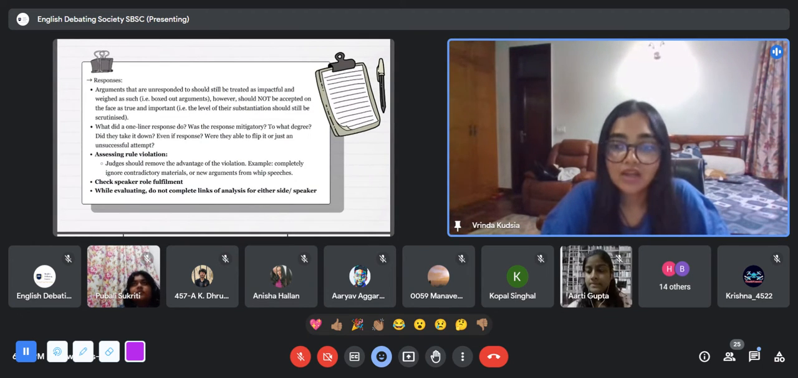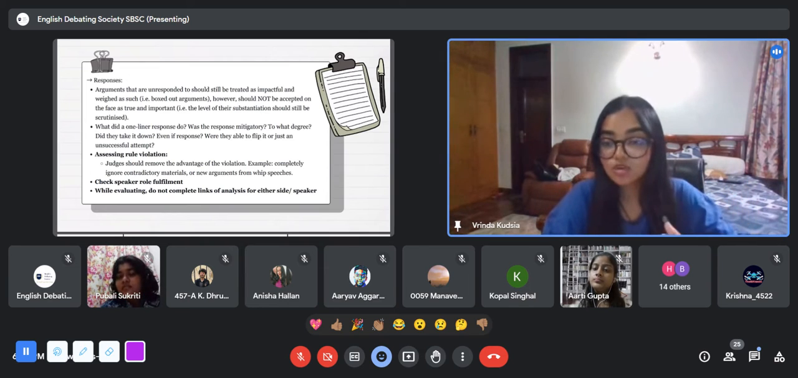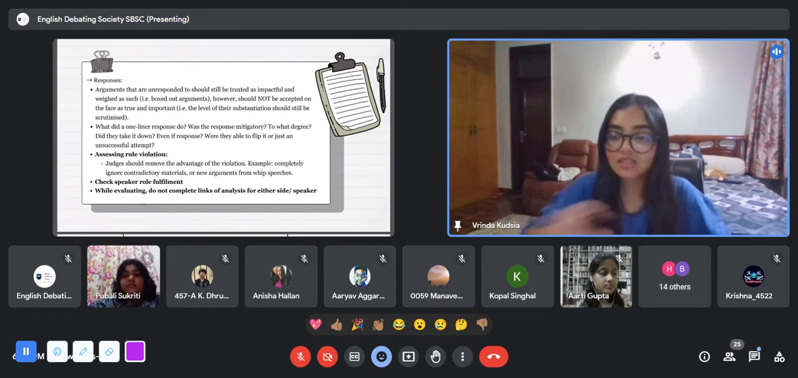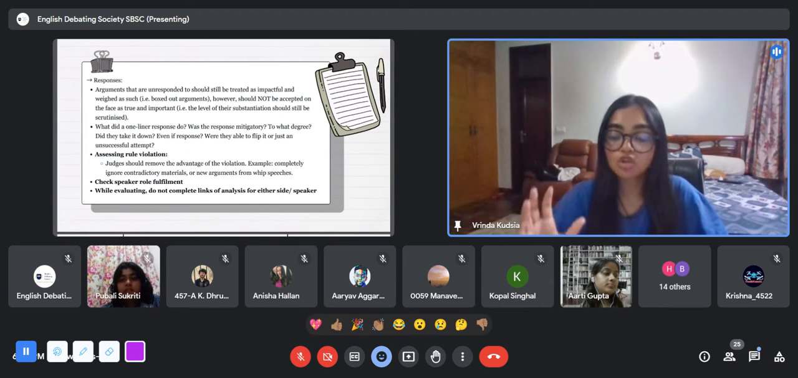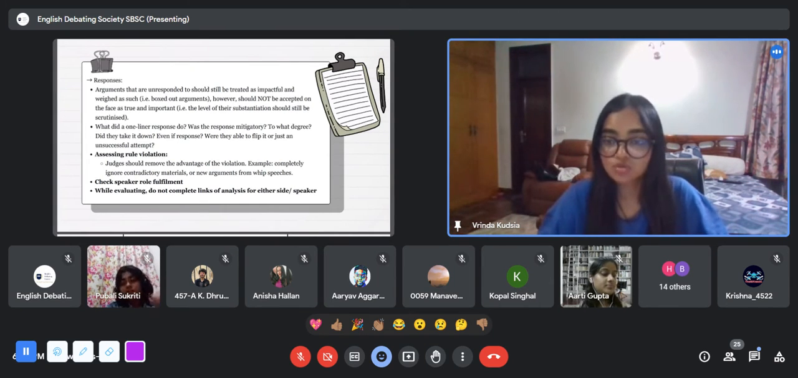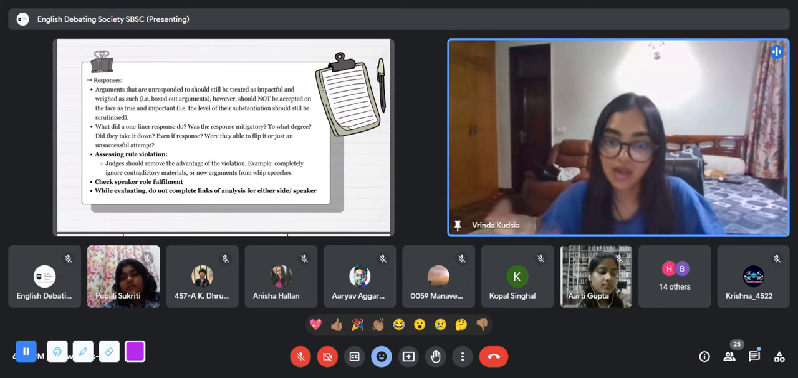Lastly, while evaluating, do not complete links of analysis for either side or speakers. This basically means that if there's A, B, and C things needed to prove X impact, but the team has not done that, they have just directly said the X impact. You, as the judge, are not supposed to complete links of analysis just because you know information about the issue or just because you can think of it, etc. You, as the judge, are not supposed to do that.